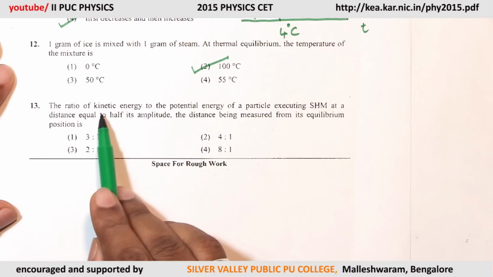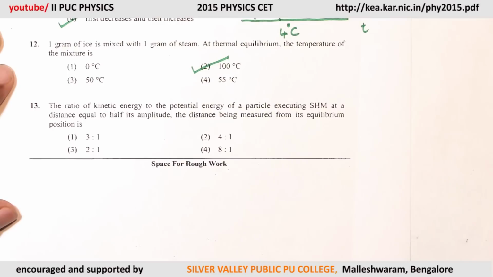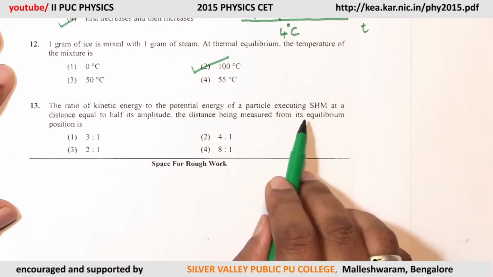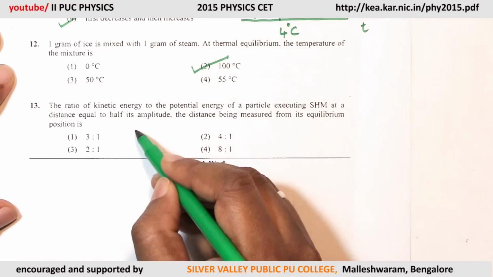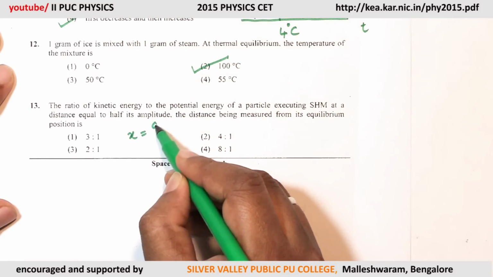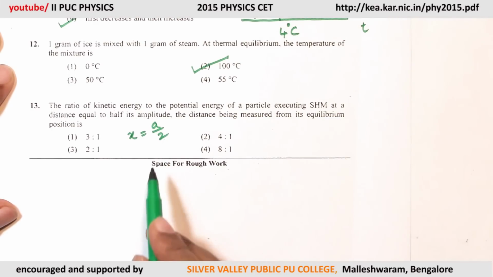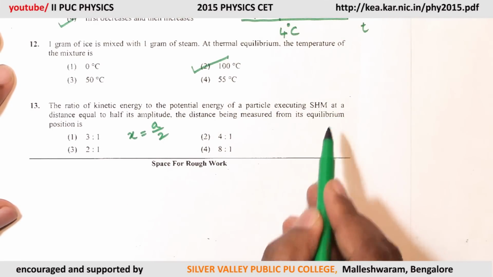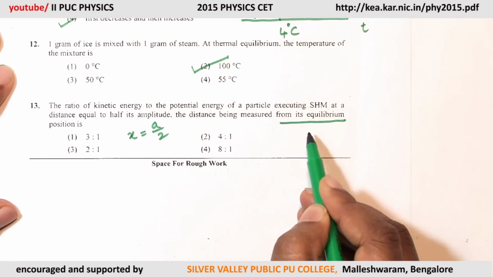The ratio of kinetic energy to the potential energy of a particle executing simple harmonic motion at a distance equal to half of the amplitude, distance equal to a by 2, measured from its equilibrium position. We have to find this. We are on the safer side, we can use all the formulas.